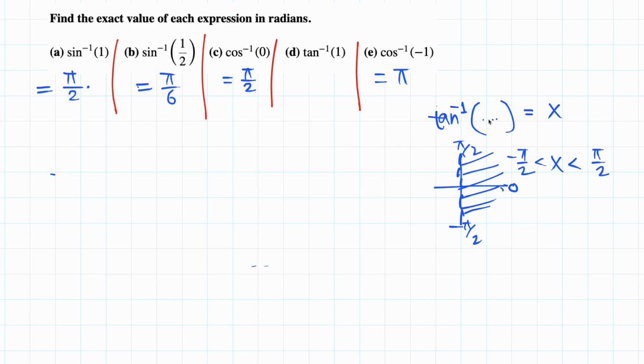And tangent inverse of a positive number will be in the first quadrant. Tangent inverse of a negative number will be down here, okay, the negative of whatever that angle is. Tangent inverse of 1, we know that tangent of 45 degrees, pi over 4, is 1. That means tangent inverse of 1 is pi over 4, and pi over 4 is in the first quadrant, so this is a valid angle, and that's the answer.